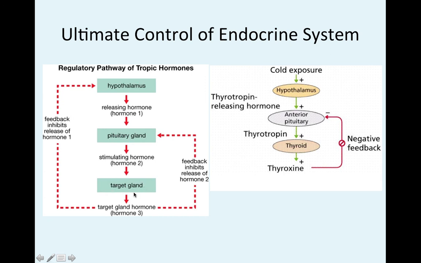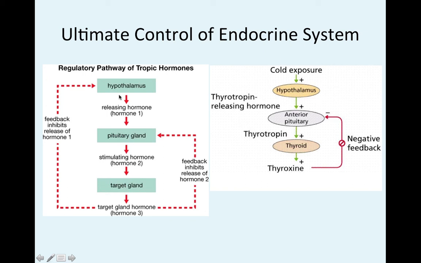It's an effector, so it could release more insulin. It could produce glucagon. It does whatever it has to do. Once the target gland gets everything back under control, it will release a hormone that tells the hypothalamus to stop releasing hormone 1. This is the negative feedback. Once it gets everything under control, it's going to send a signal back to the hypothalamus or back to the pituitary to stop releasing any more hormone, which is causing the effector to change.